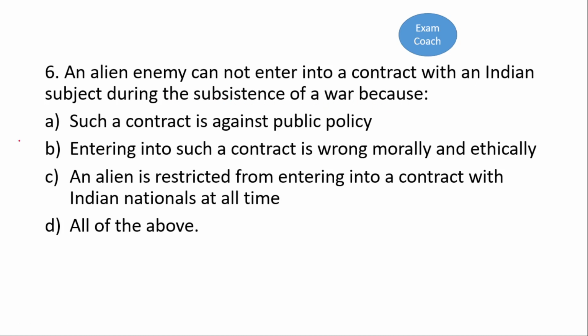Next question is, an alien enemy cannot enter into a contract with an Indian subject during the subsistence of war because. Option A is the correct option, because such a contract is against public policy. An alien enemy is denied from entering into a contract with an Indian national during war, since such a contract is against public policy.